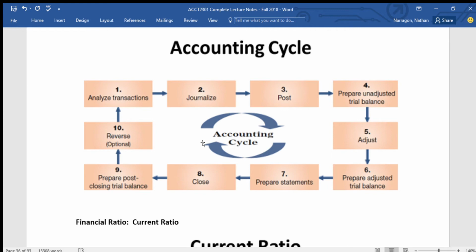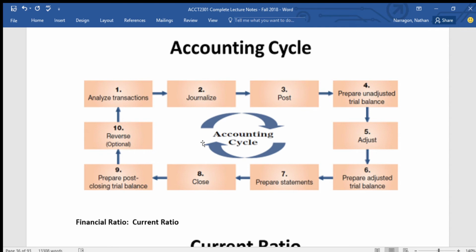So step 7 is preparing the income statement, balance sheet, statement of retained earnings, and statement of cash flows, which again were introduced in Chapter 1. We are going to get into more of those as we progress through the chapters themselves. Step 8 is all about closing entries. So closing them up, knowing the 4 journal entries that we have.